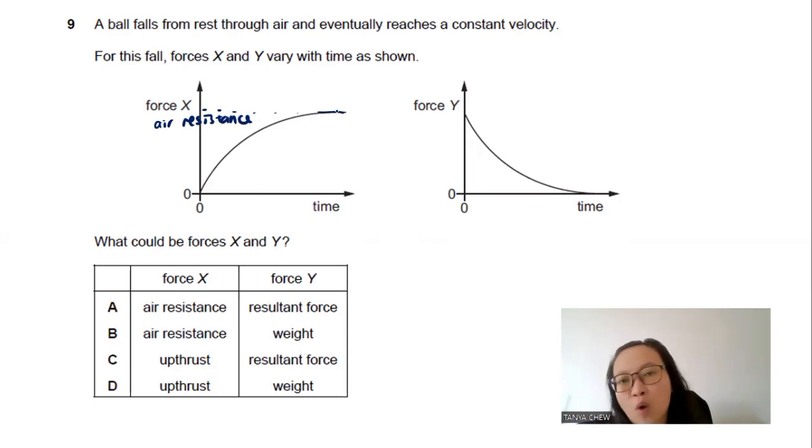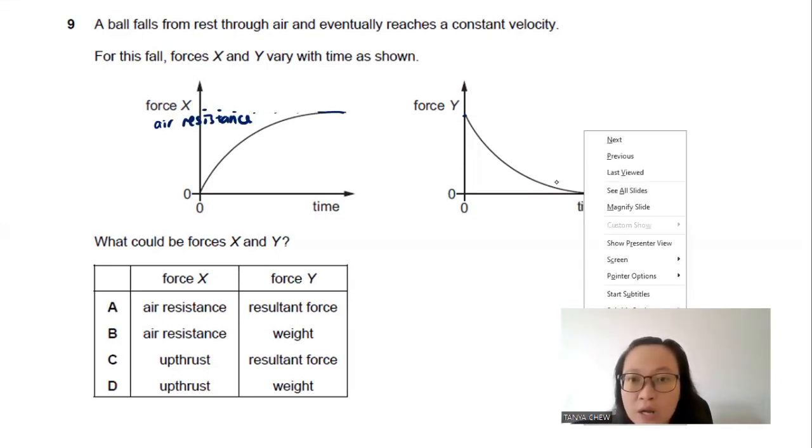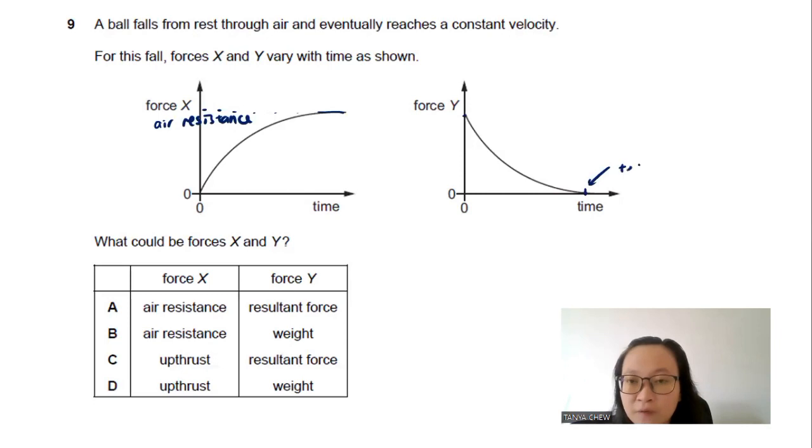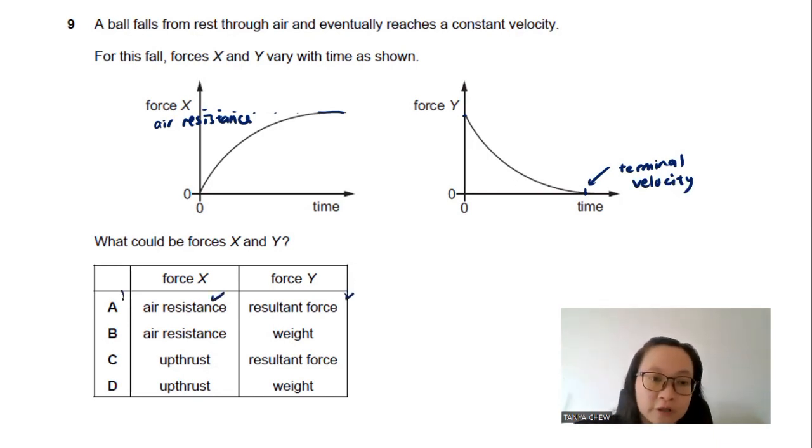And what about force Y here? You could see that, since the air resistance increases, the resultant force acting on the ball will decrease and eventually equal zero. This is where terminal velocity is reached. So force Y must be the resultant force. Therefore, the answer is A.